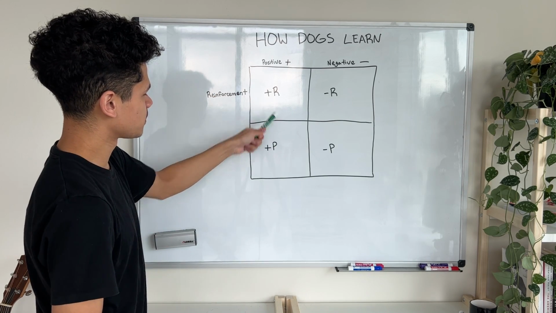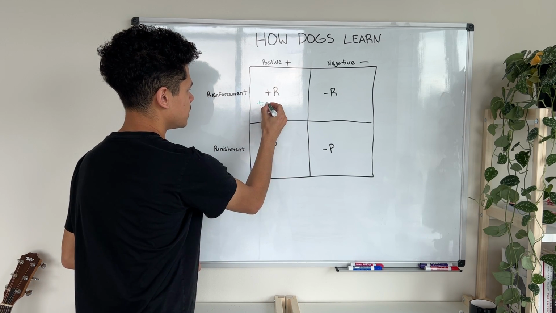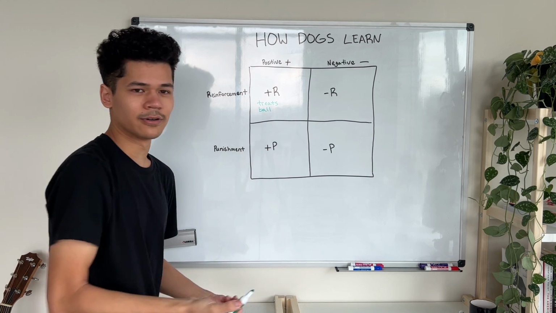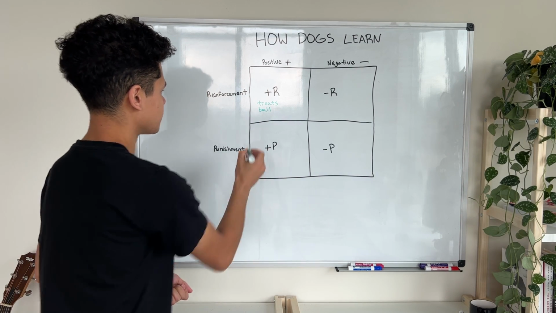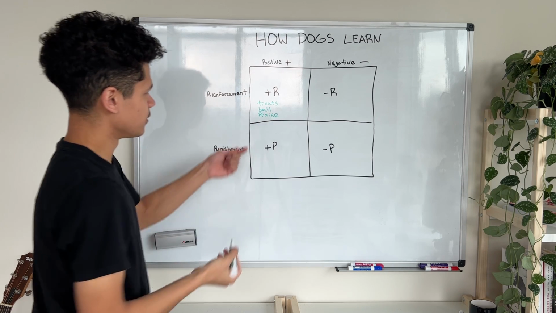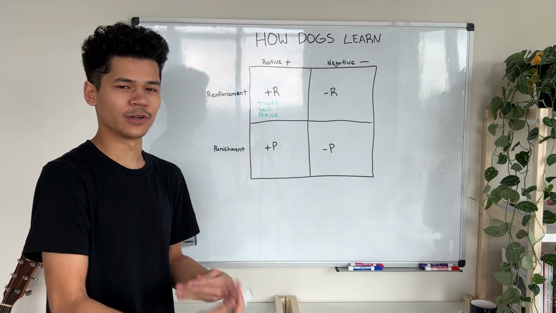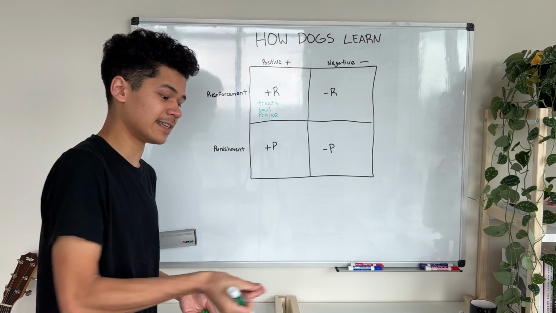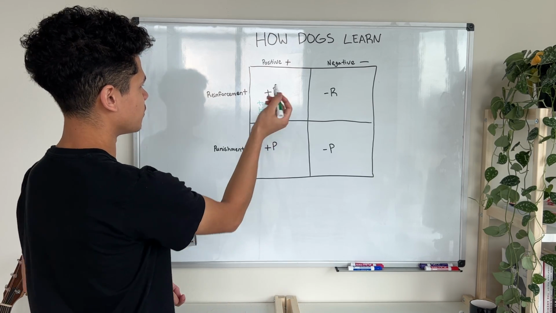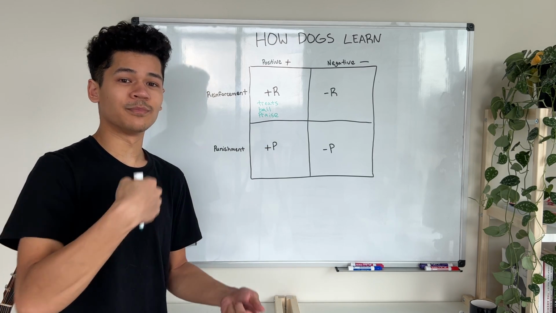So positive reinforcement, this would be adding things to the equation. This could be treats. It could be a ball. A toy is a reward. It could also be praise. And so you see what we're doing. We're adding something to the equation because we want a behavior to happen more frequently, right? We ask for a sit, they give a sit, and then we give them a treat because we're reinforcing that behavior.